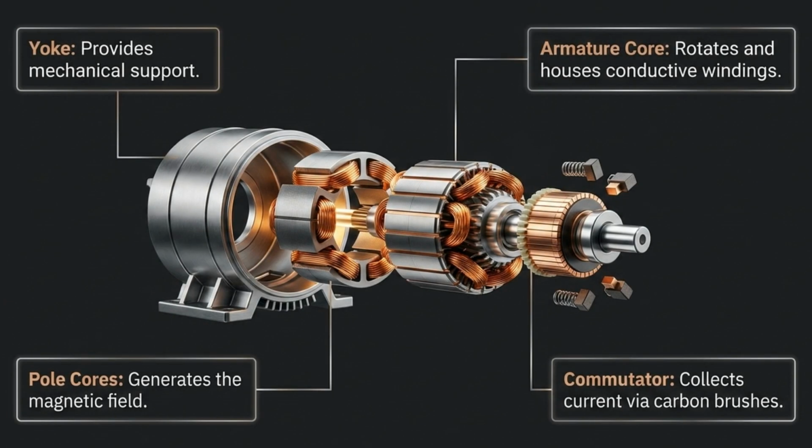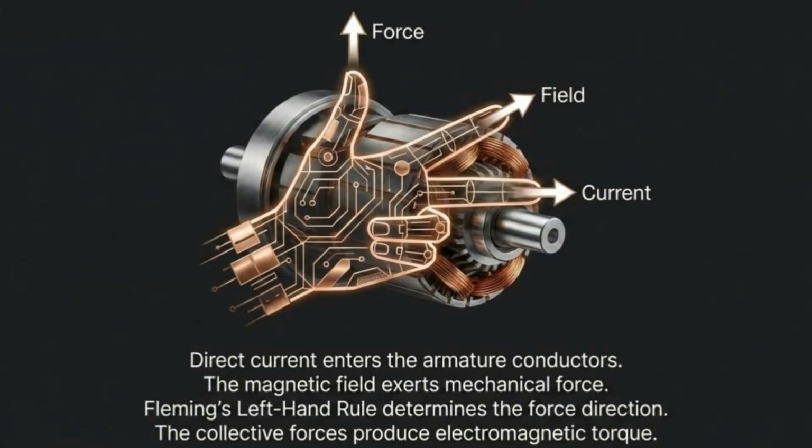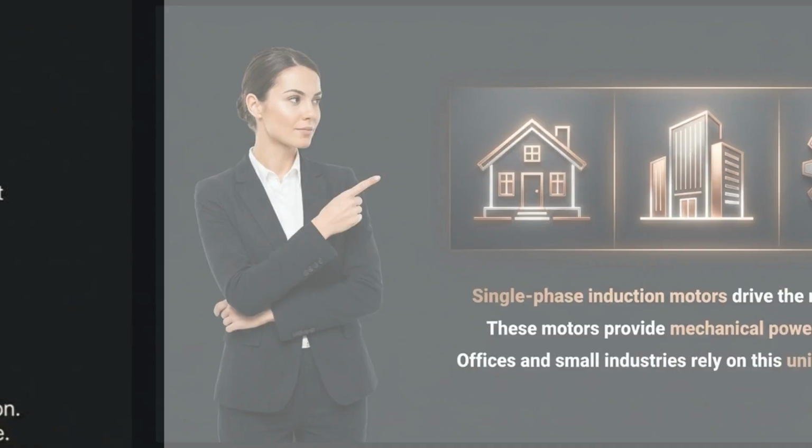Key components of a DC machine include the yoke for support, pole cores to generate the magnetic field, the armature core with conductive windings, and the commutator for current collection. The commutator bridge, with its carbon brushes, rectifies the alternating current generated within the armature into direct current for the external circuit. In a DC motor, current enters the armature. The magnetic field exerts a mechanical force, and Fleming's left-hand rule determines the direction, producing electromagnetic torque.